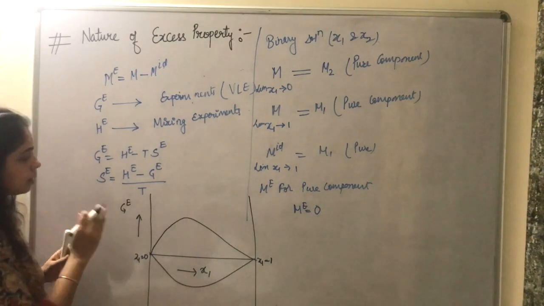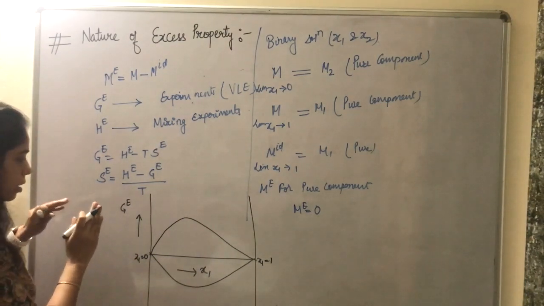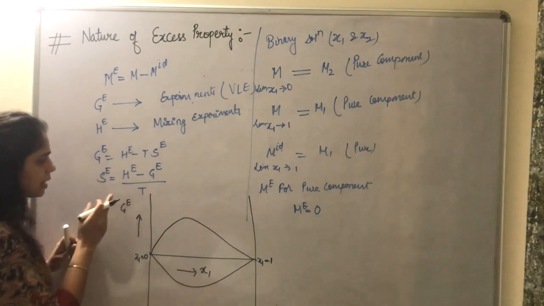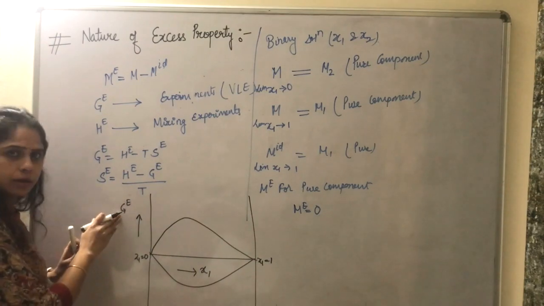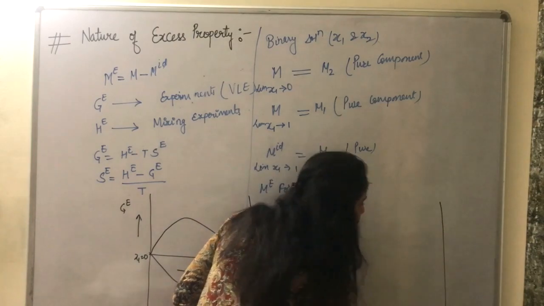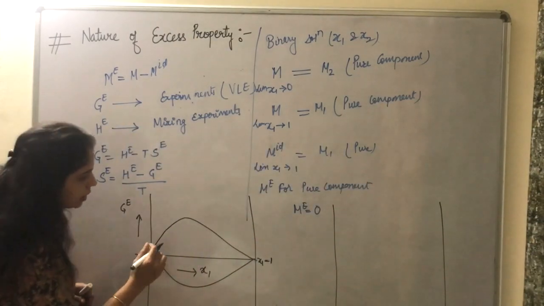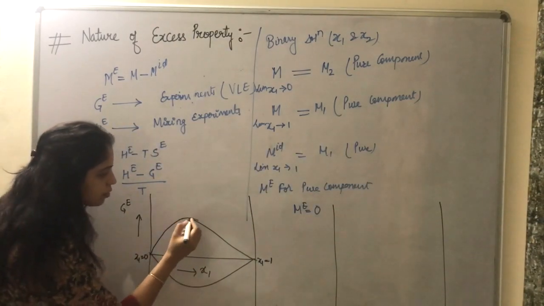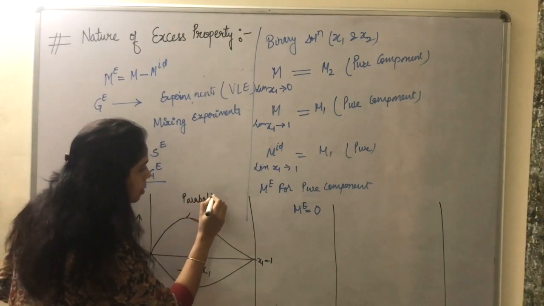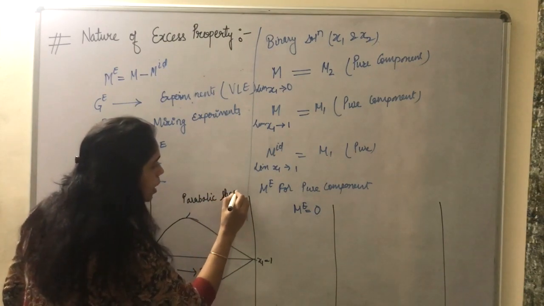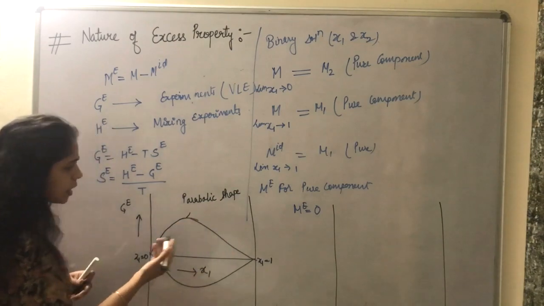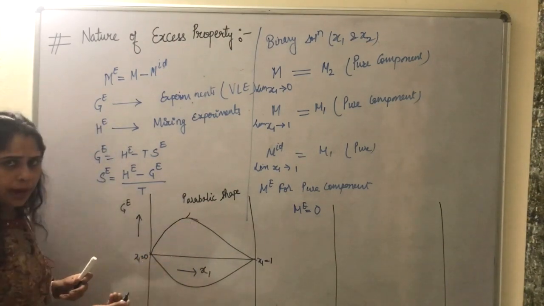Now let's discuss the excess enthalpy in relation with excess Gibbs free energy. And here one more thing, the shape of excess Gibbs free energy is parabolic. In most of the cases it is observed that the shape of this curve is parabolic.